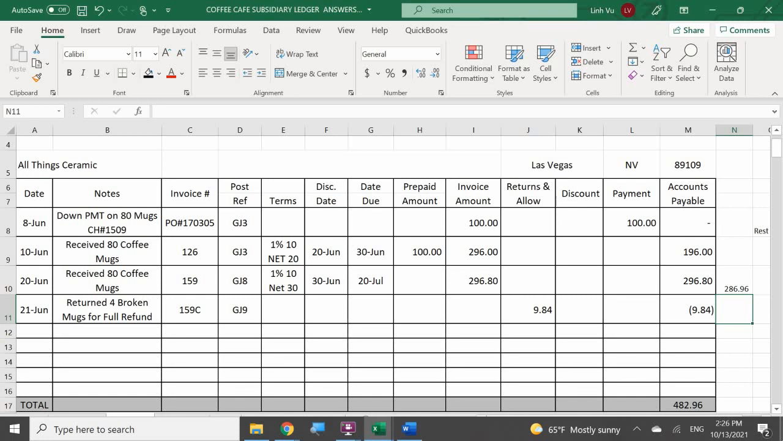You can write the notes there if you want to, but I just put it on the side so I know that the next time I pay my bill for $159, it's going to be $296.80 minus $9.84, which gives me a total of $286.96. So in this case, that one's pretty straightforward. Okay. That is all.